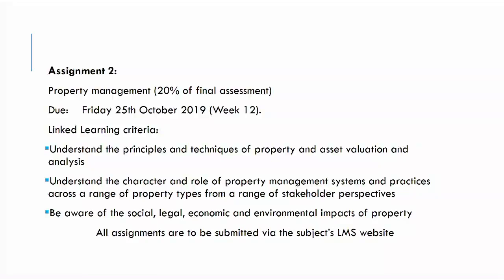Understand the character and role of property management system, asset managers and portfolio management and their roles, and stakeholders, and all these things from their perspectives as well. Right. And again, beware of social, legal, economical, and environmental impact of the property.